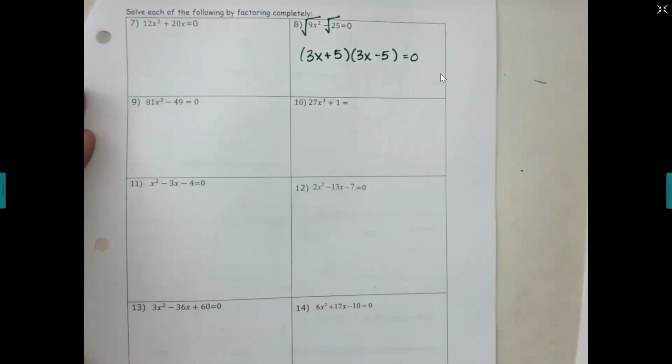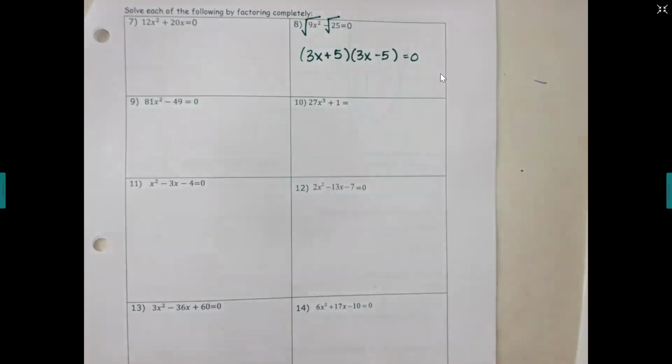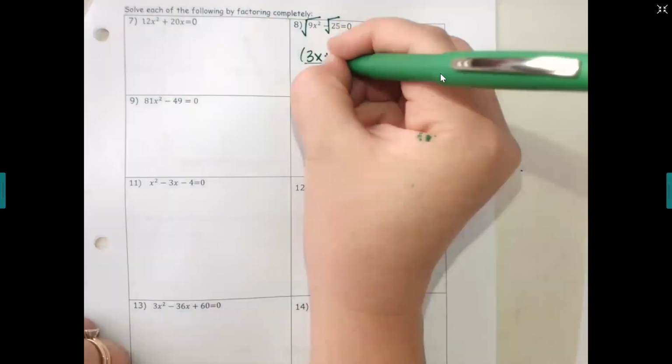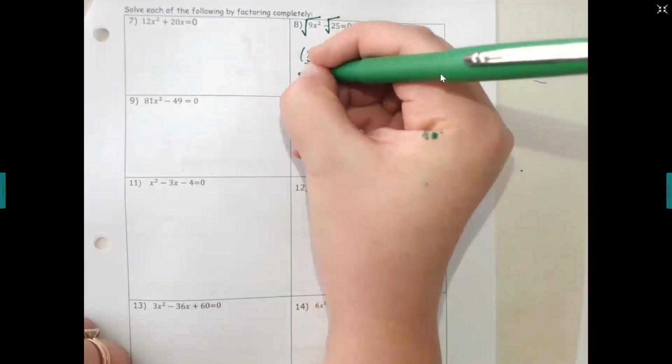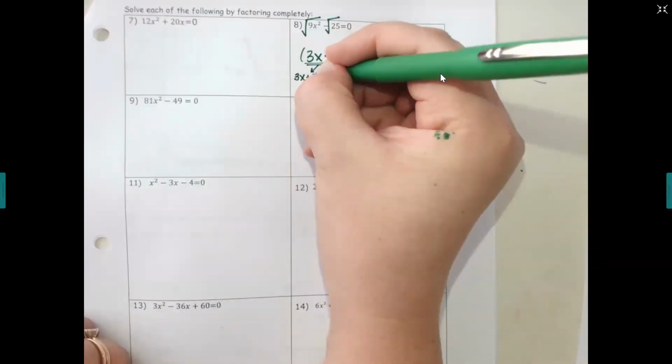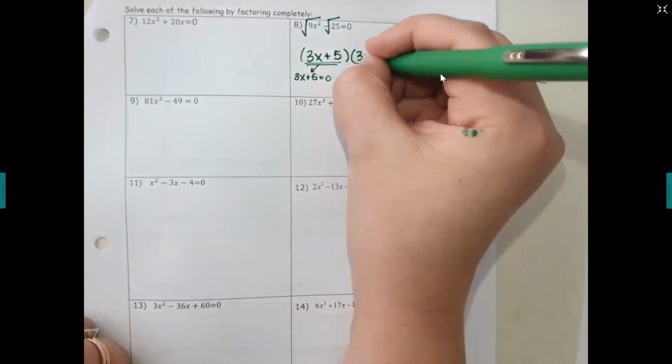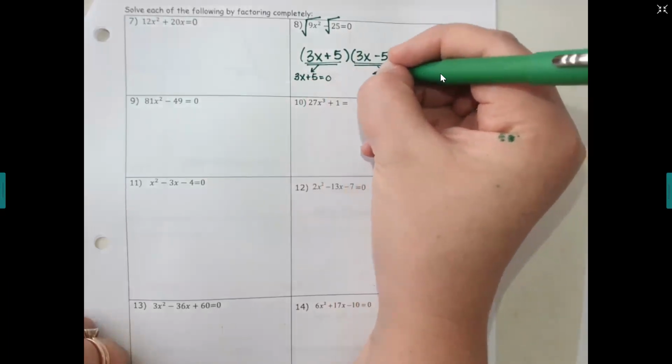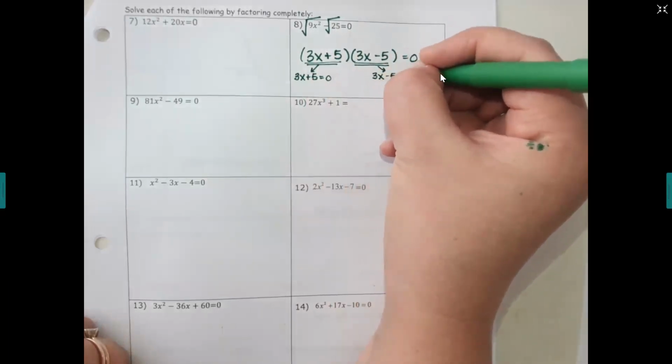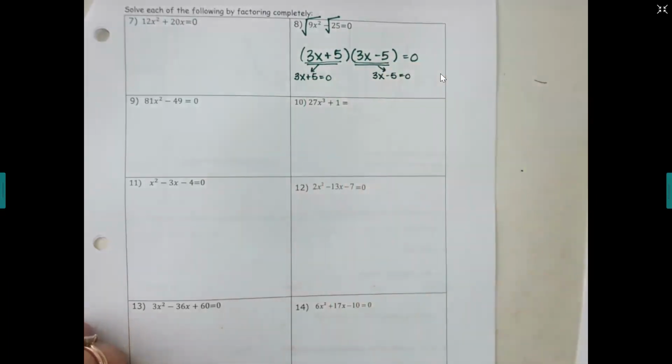Now we talked about this in your notes over the last 2 days. But if I have a big long equation equal to 0, do you remember how you can split it up? So I'm gonna have to write much smaller, but it'll be 3x plus 5 equal to 0, and then 3x minus 5 equal to 0. And let's see how our answers are gonna come out.